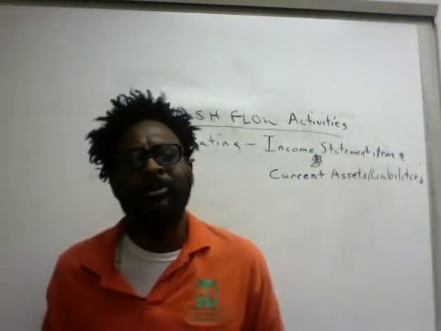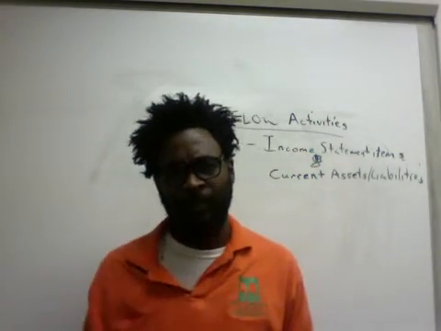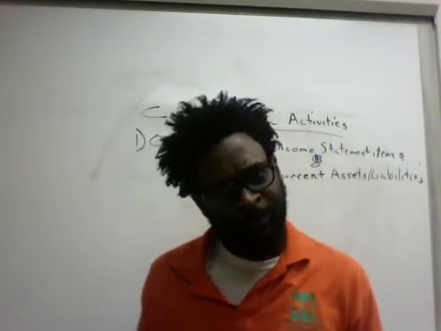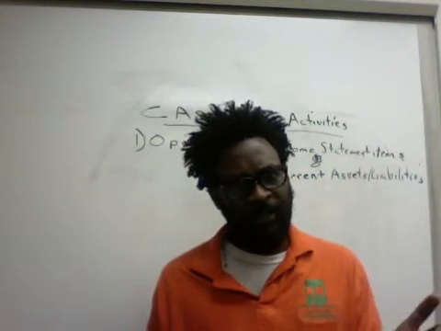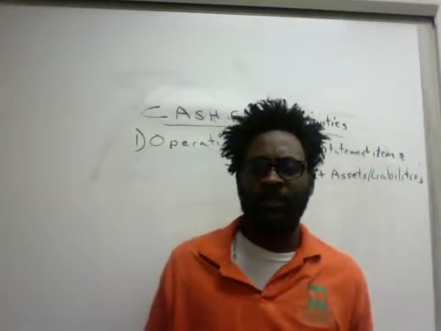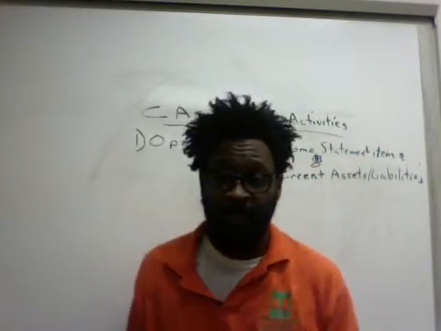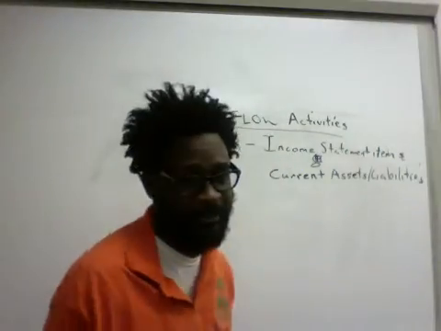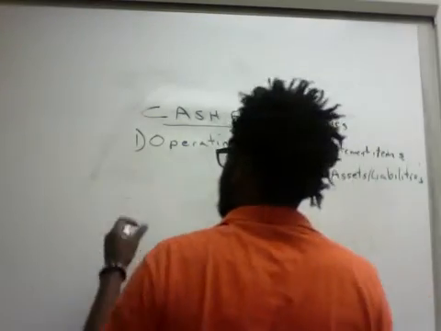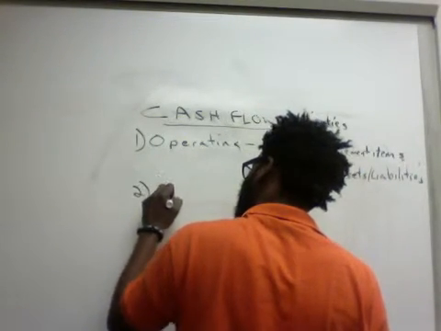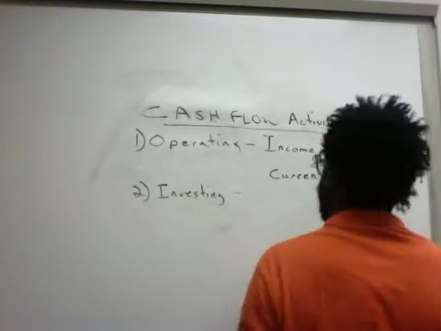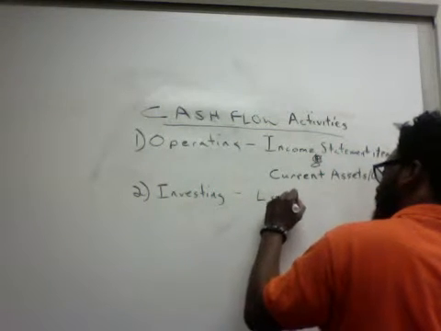Now, what about purchasing land? When you purchase land, you debit land, you credit cash. Cash is an outflow, so we know we're dealing with an outflow because it's being credited. But what is land? Is land a current asset? No. Land is long term. So would that be an operating activity? It would not. Which brings me to the next activity. The next activity is called investing. And all investing activities deal with long-term assets.